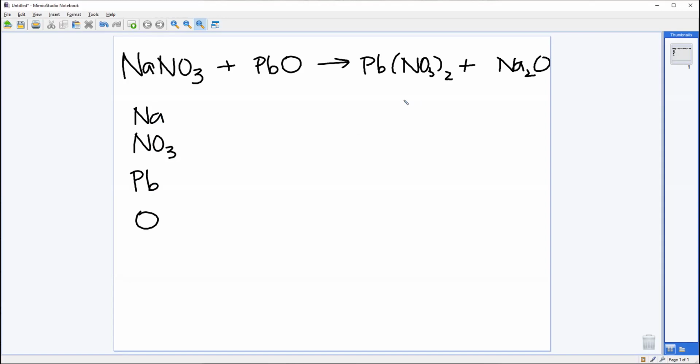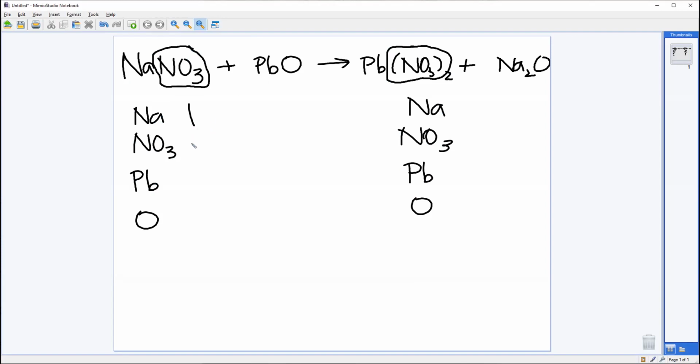So I'm going to write out my atoms and my polyatomic ions here, and I'm going to count up how many I have on each side. So I have 1 sodium. Now I'm going to keep my polyatomic ion together, since I have it on both sides. And I have 1 of those on this side, 1 lead, 1 oxygen. Over here, I see I have 2 sodiums, I have 2 nitrates because of that little subscript there, 1 lead, and 1 oxygen. So really my difference is with my Na and my NO3 here.